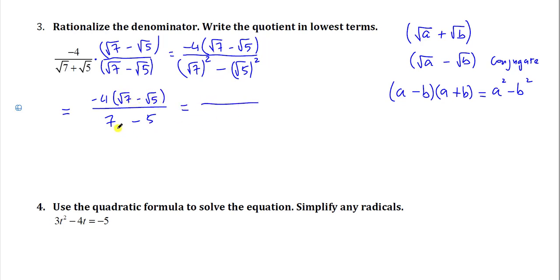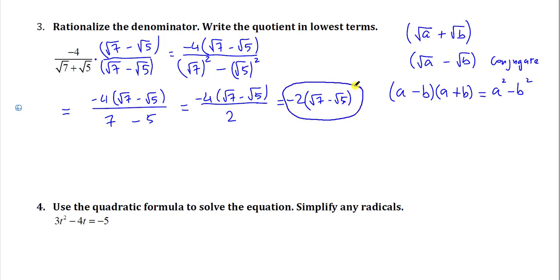Now simplify one more time. 7 minus 5 becomes 2. So make sure we write everything on the top. Now, minus 4 divided by 2 is minus 2 on the top, and we have this one right here as the answer. And this is the simplified answer in lowest terms.